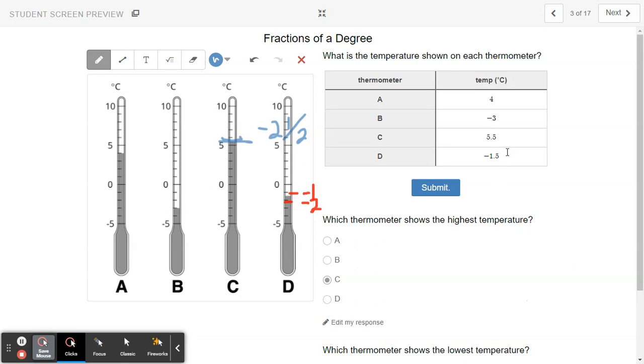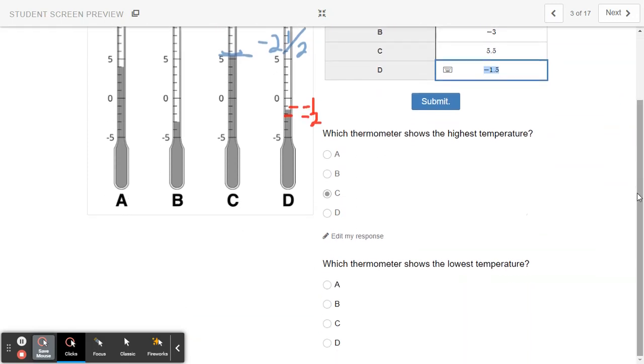And a lot of people pick -1.5. A lot of people pick D, okay? But that's not true. It's not true. Think of it this way.